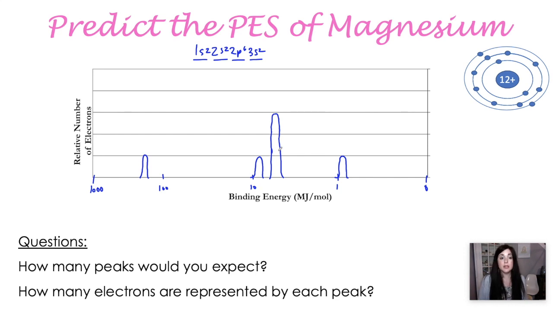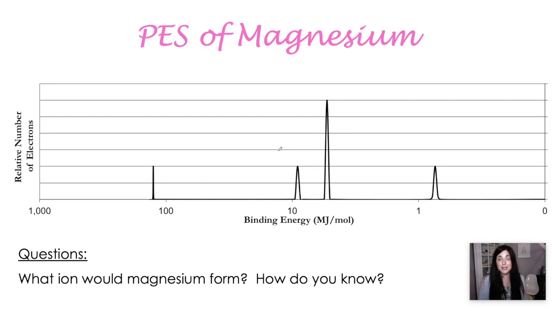And if we look at what it actually is, you'll see we did a pretty darn good job of identifying what it would be, even based on where they're located. So there it is. There's the real one. And what ion would magnesium form? So because this energy is very low right here, magnesium would form an ion with a +2 charge. And that's because it's relatively easy to remove those valence shell electrons right here.